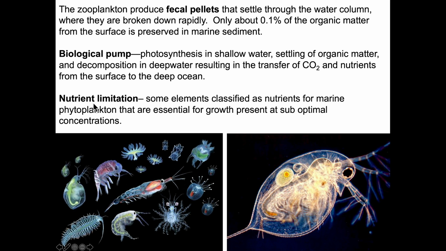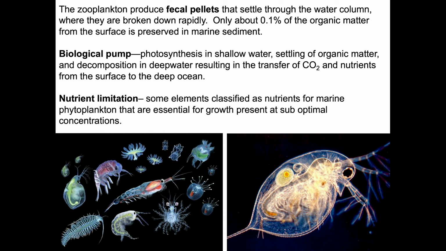This is going to result in nutrient limitation. We're going to make as much organic matter as the nutrients will allow, and that means we're going to reduce the nutrients to the point that they're insufficient for more photosynthetic activity. Some of the elements classified as nutrients for marine phytoplankton that are essential for growth can be present at suboptimal concentrations. That's generally the case.